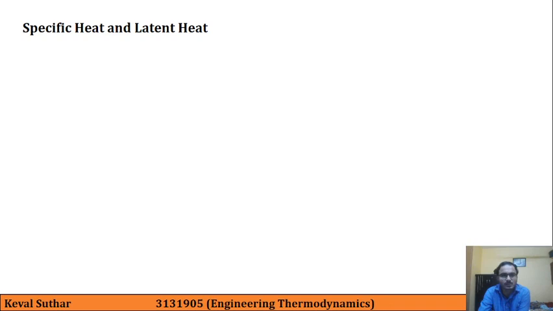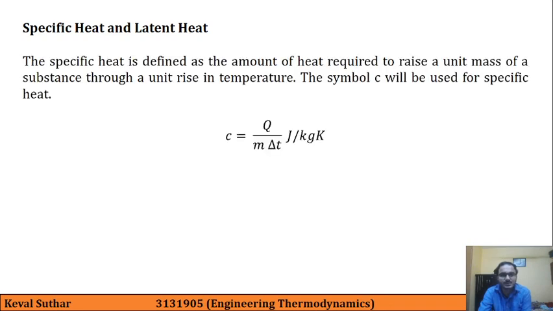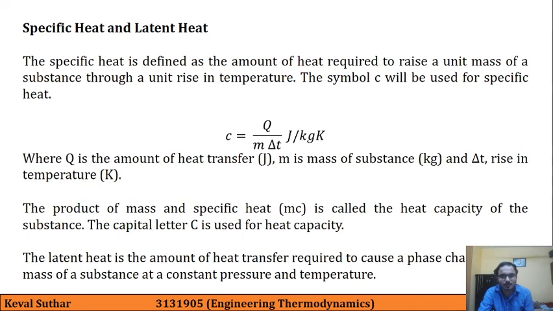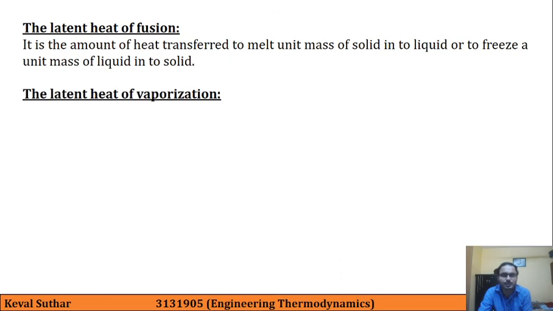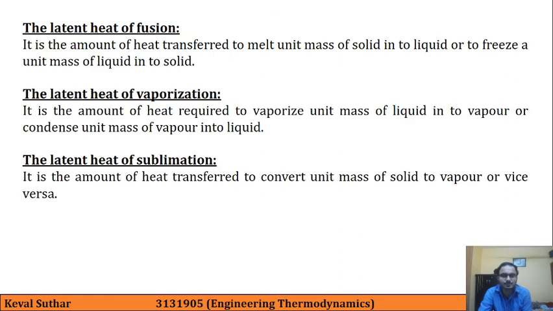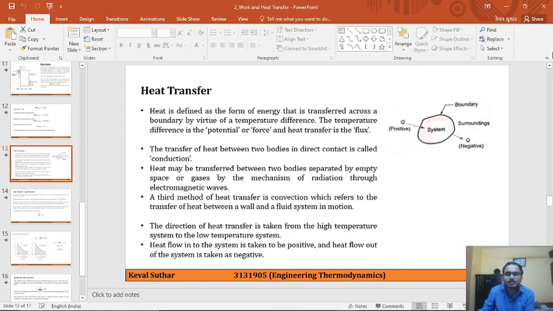Then we studied about specific heat and latent heat. Specific heat is given by C is equal to Q divided by m into delta T. And latent heat is the amount of heat transfer to cause a phase change in unit mass of substance at a constant pressure and temperature. There are three types of latent heats: latent heat of fusion, latent heat of vaporization and latent heat of sublimation. And then this was the end of our work and heat transfer chapter.